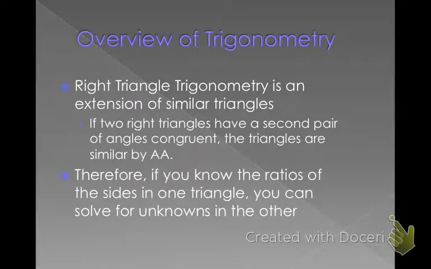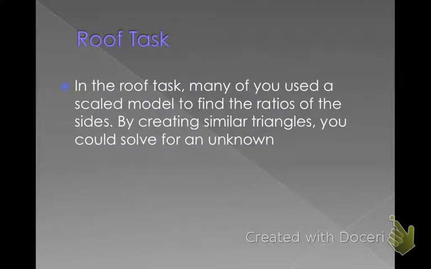Right triangle trigonometry is an extension of similar triangles, like we discussed in our warm-up a few days ago. If two right triangles have a second pair of angles congruent, for example, if they both have a 14-degree angle, the triangles are similar by angle-angle. Therefore, knowing that the sides are proportional, we can solve for unknowns if you have information in one triangle. For example, many of you used scaled models to find the ratios of the sides in the roof task. By creating similar triangles, you could solve for an unknown.